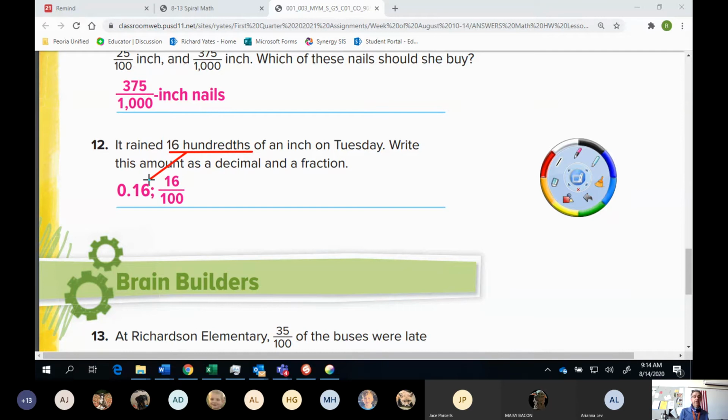And since you know it's 16 hundredths, the fraction's pretty easy to do too. 100 is the denominator, 16 is the numerator because this is the hundredths place. So make sure you check mark that you have 0.16 as a decimal and then 16 over 100 as a fraction like you see on your screen.